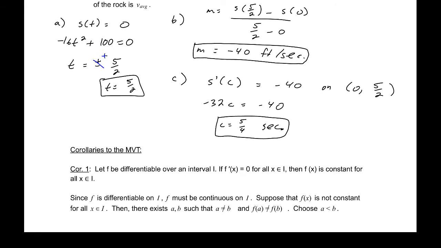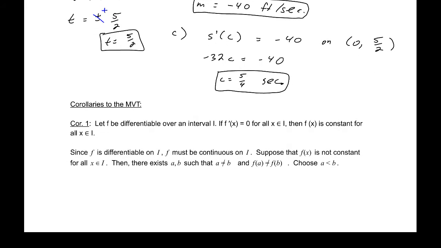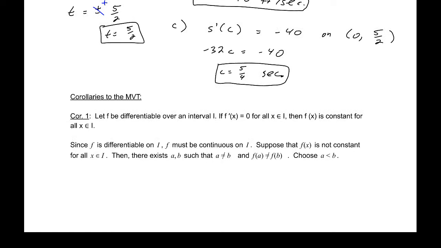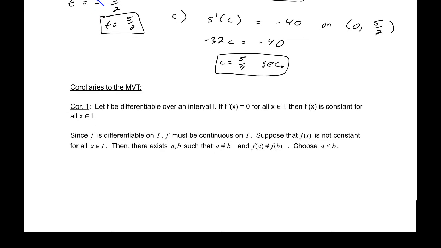Now, a couple of corollaries to the mean value theorem. One is that if a function's differentiable and its derivative is 0 for all values x in that interval, then the function's constant. Now, that is a very simple proof because we have the mean value theorem. A corollary means something that immediately follows, something that is obvious based on some other thing. So it's a corollary to the mean value theorem because the mean value theorem just gives it to us.